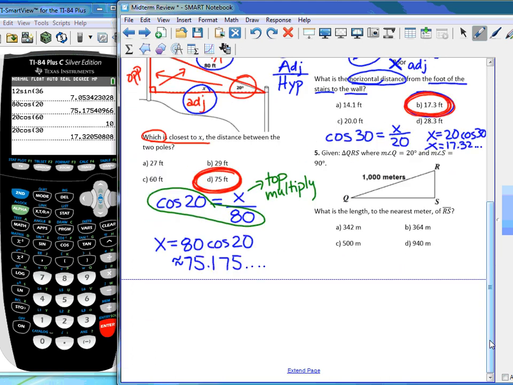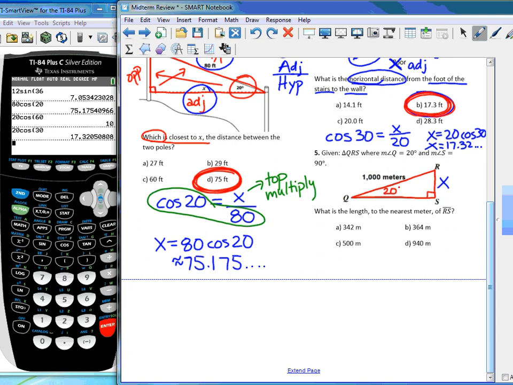All right, number 5. Okay, we've had 3 cosine problems in a row. Let's hope that number 5 is maybe a little different. We have a right triangle, so that's the same. We have angle Q is 20 degrees, and angle S is 90, which I already marked. I was kind of making an assumption, so thank goodness it didn't get me into trouble. What is the length to the nearest meter of RS? RS is the height there.